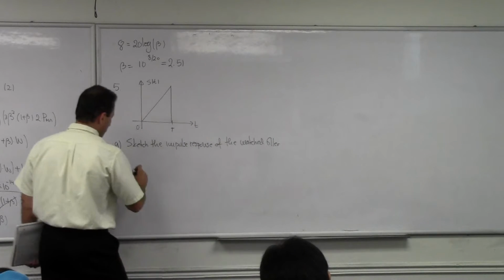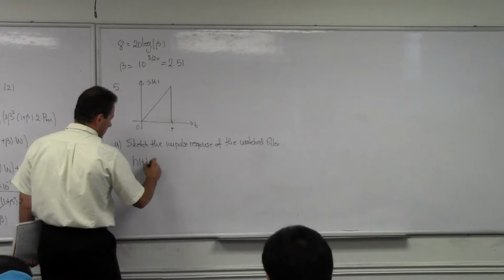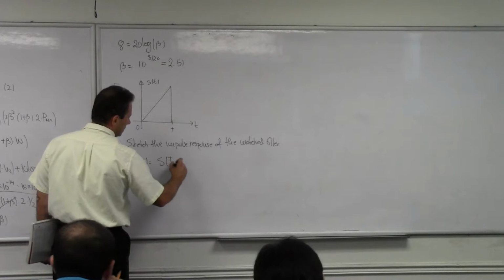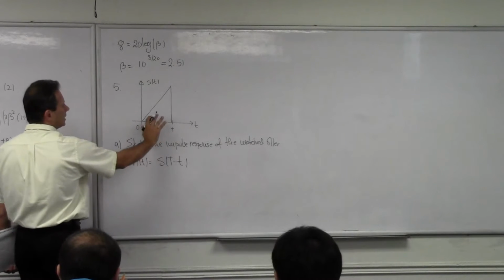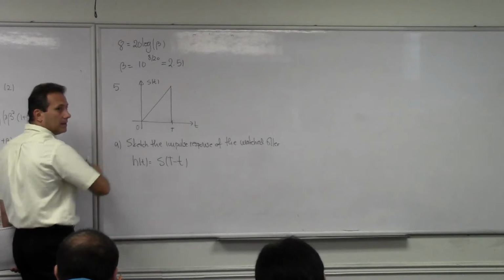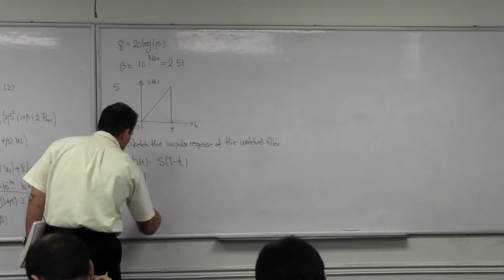Now you remember that the matched filter h of t has an impulse response s of T minus t. So you have to take this signal, flip it over, and delay it by T. So how would that look like?